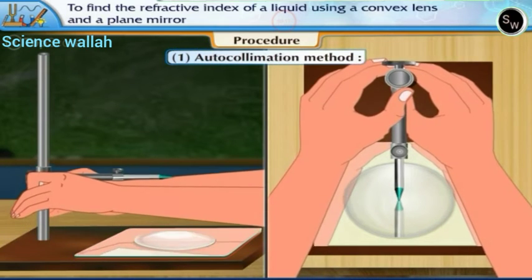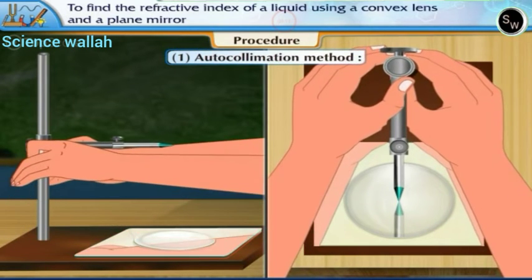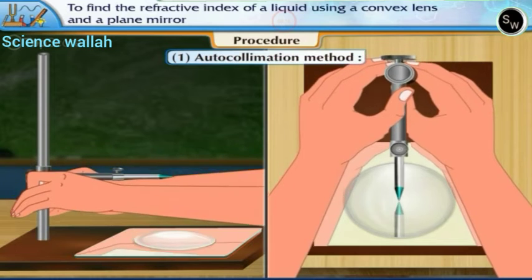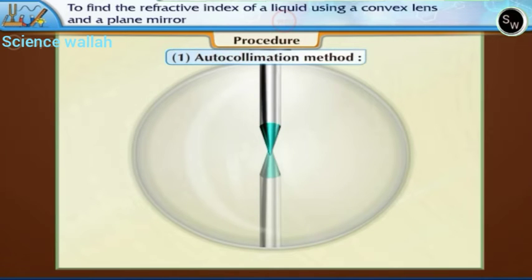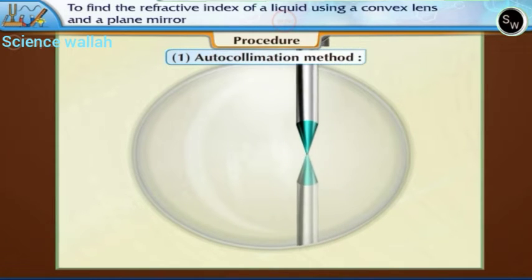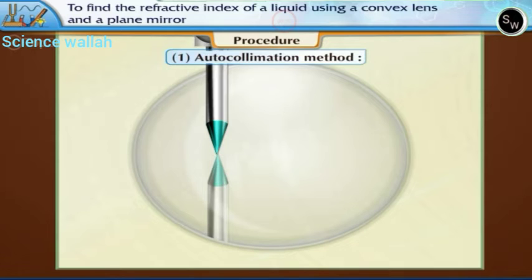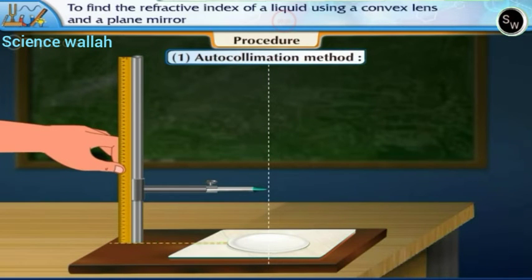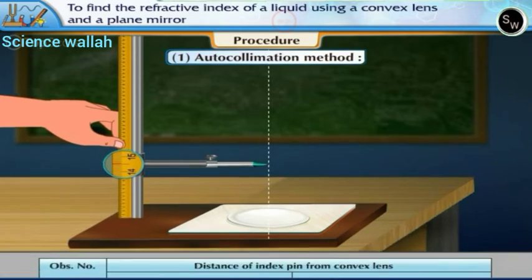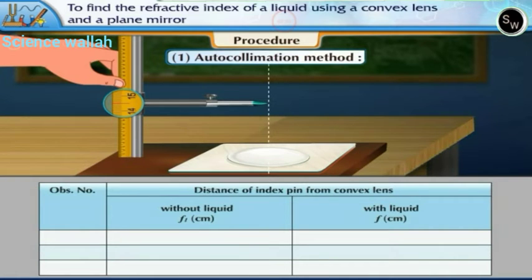Adjust the height of the index pin till its tip coincides without parallax with the image. In this position, the image just falls in the plane of the pin. When the line of sight is changed, both move together. Measure the distance of the index pin from the lens as f1. It is 14.5 centimeter. Record the observation in the table.